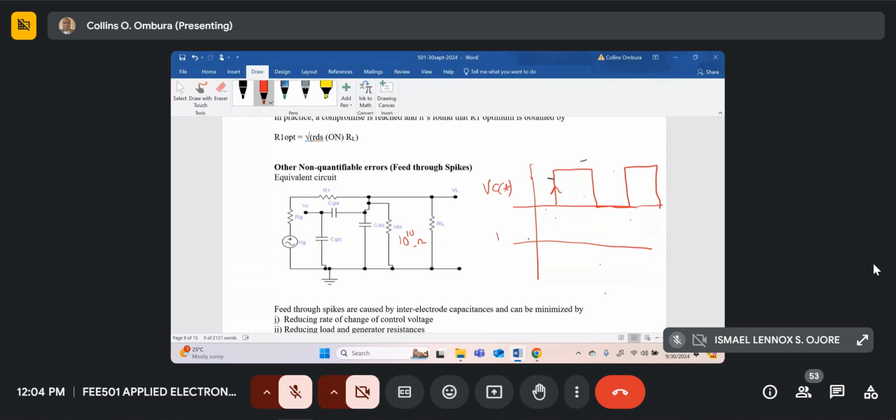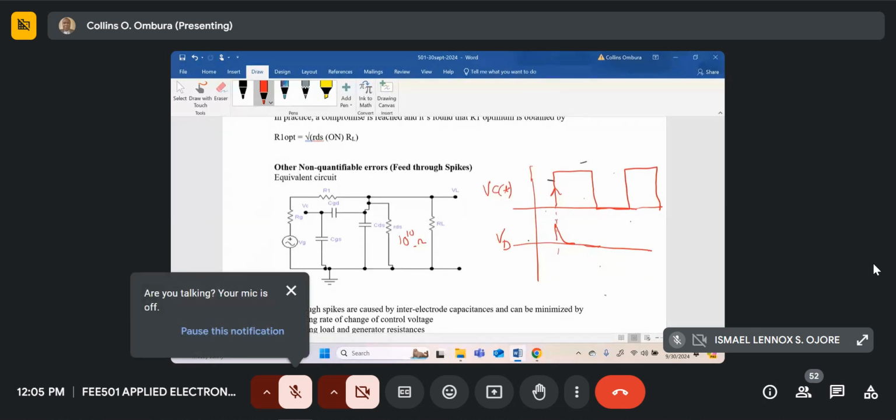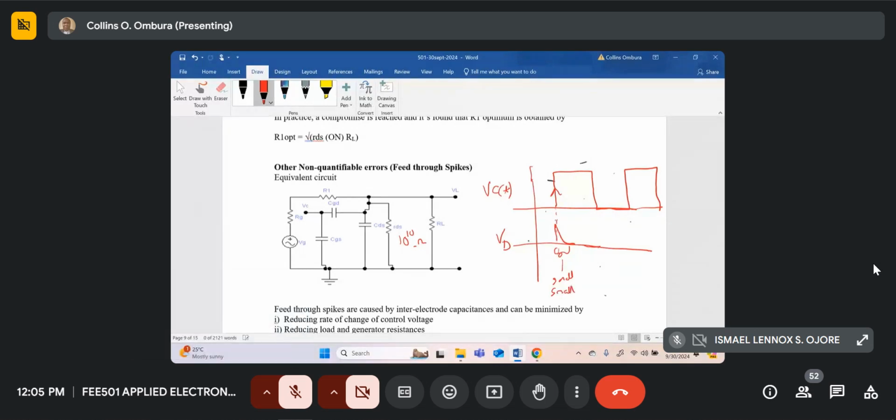So let's consider the drain voltage. During this interval, it means that the FET was initially off. So this sharp peak will rise, and then the FET turns on quickly, so the curve will be small. So this area under here will be small.